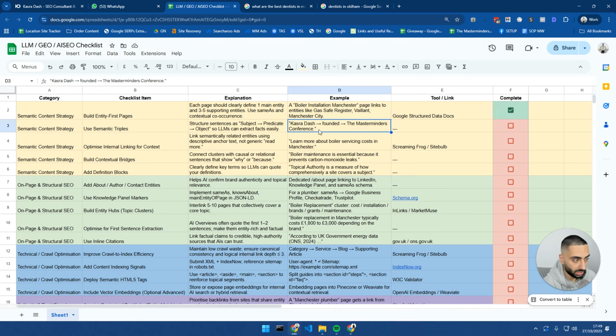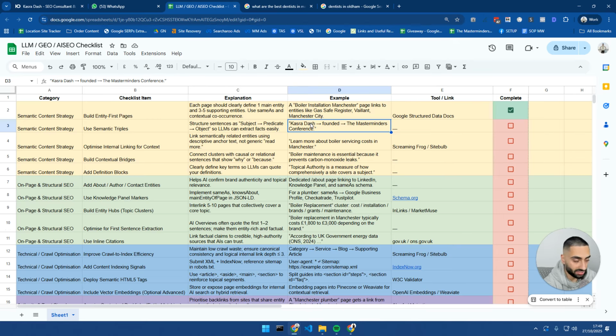So for example, this is a sentence here: Kasra Dash founded the Masterminders Conference. It's very clear that I am the founder of the Masterminders Conference. However, if this sentence was really fluffy, something along the lines of Kasra Dash helped found the Masterminders in 2023 conference, it's not clear.